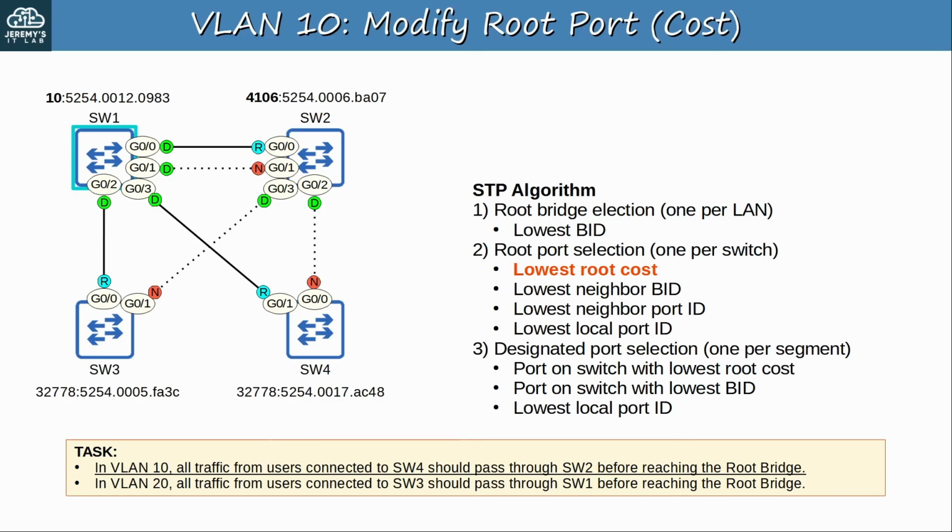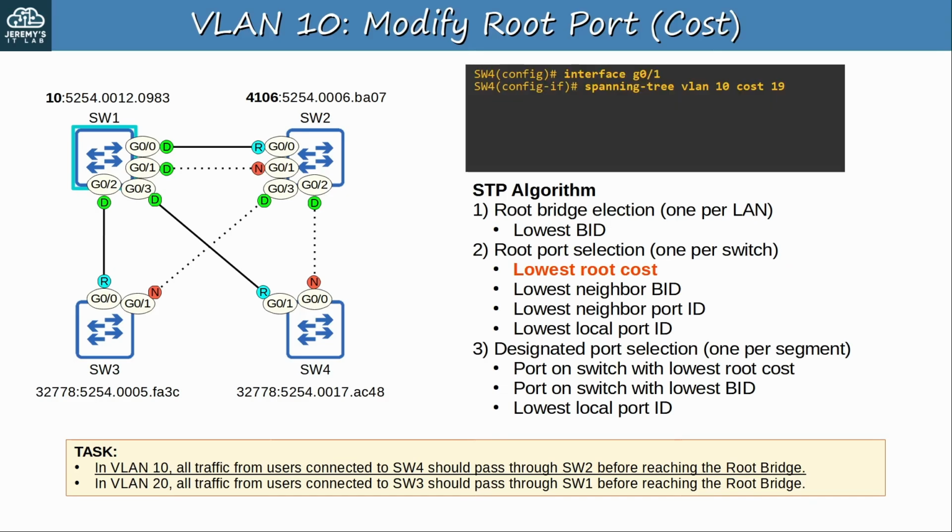root port instead. Switch 4's root cost via G01 is 4, the cost of G01 only. Its root cost via G00 is 8, 4 for switch 4 G00 plus 4 for switch 2 G00. So I decided to increase G01's cost to 19, equivalent to a Fast Ethernet port.